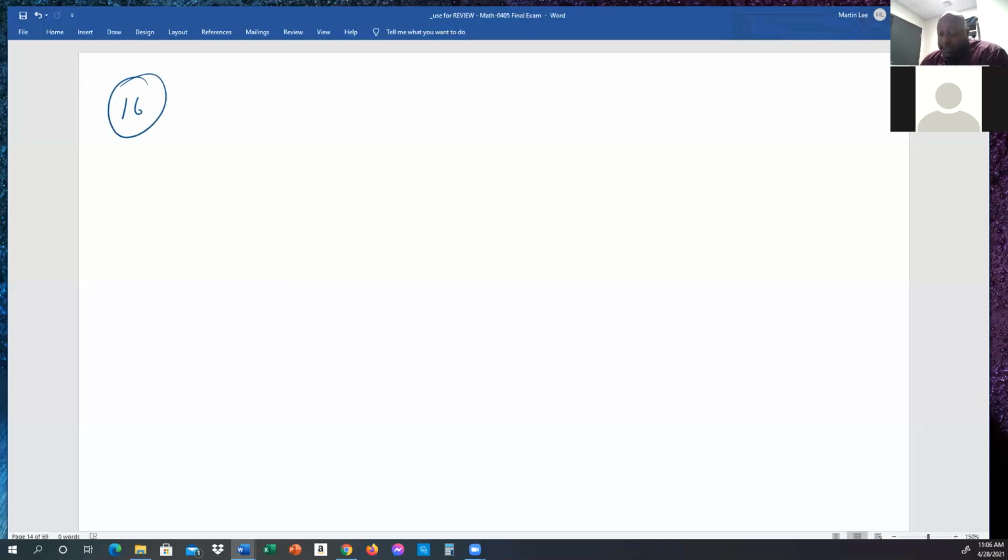So we start with number 16, translating sentences into equations and then solving the equations. For number 16, it says twice the difference of a number and 7 is equal to -8. And this is how you translate these words into an equation. Twice the difference of a number and 7 is equal to -8.